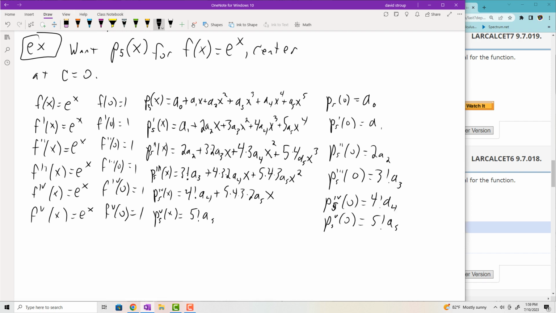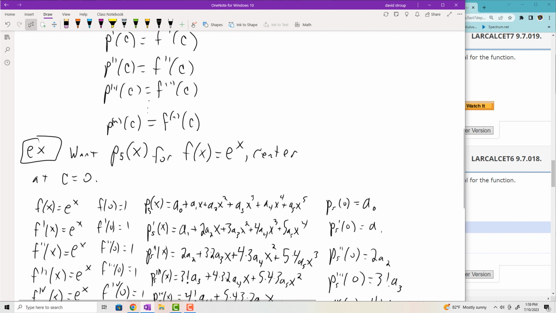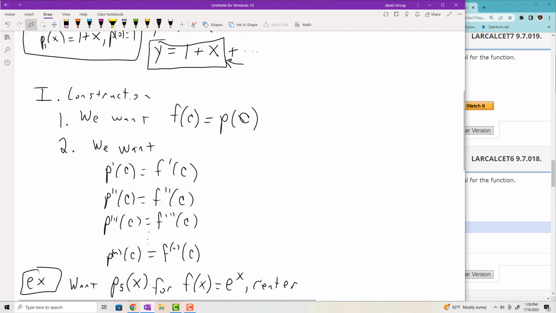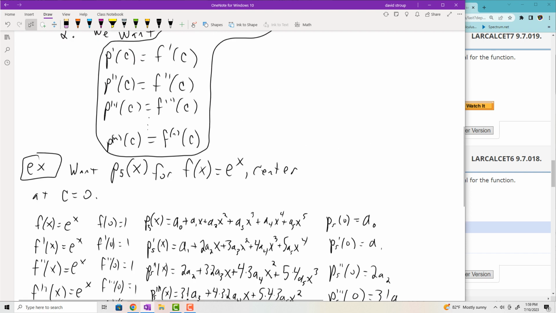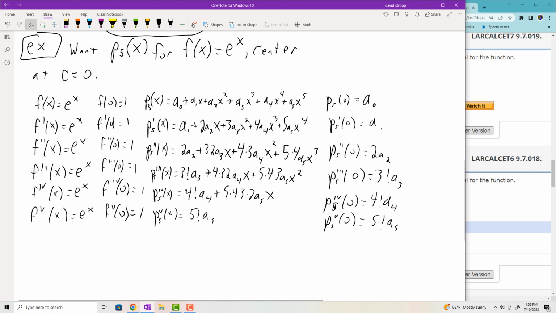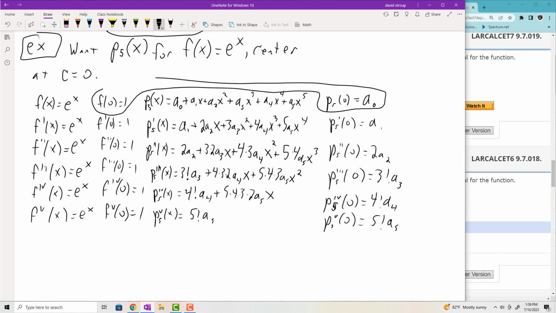Okay, then as promised, in step 1 and step 2, I'm forcing these equivalences. I need all of this to be true, and that will give me what I should make my coefficients on my polynomial. So what am I equating? I'm equating this guy and this guy, etc. So I'm equating those, and then I'm equating this guy and this guy, etc.